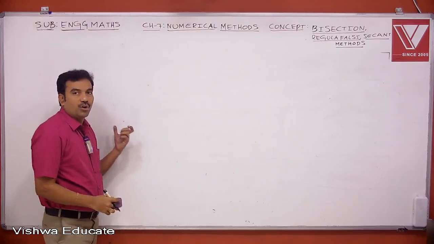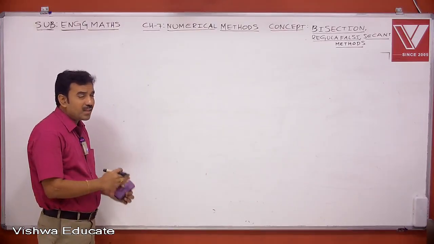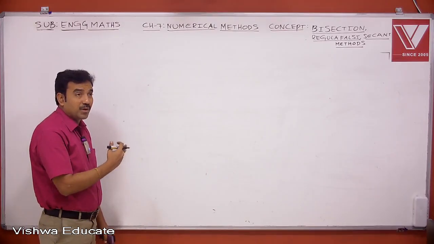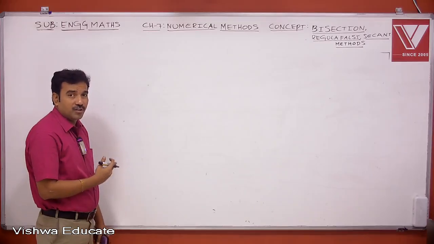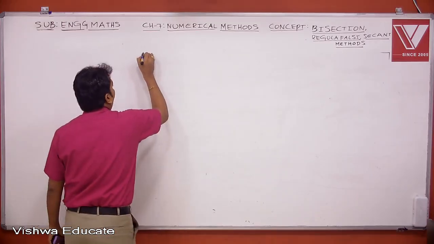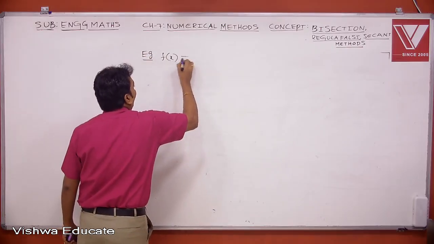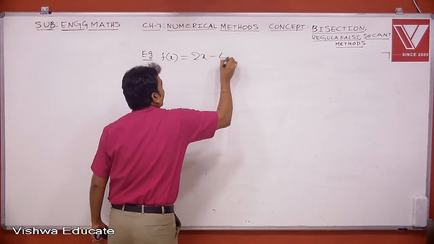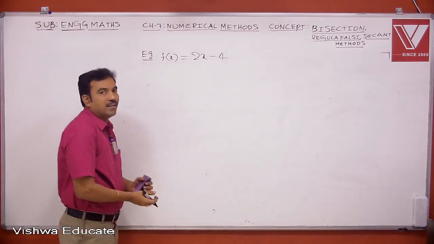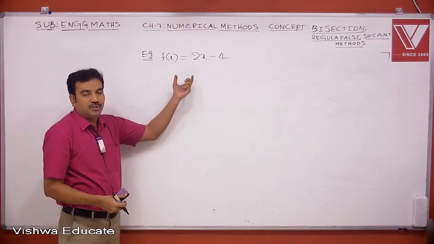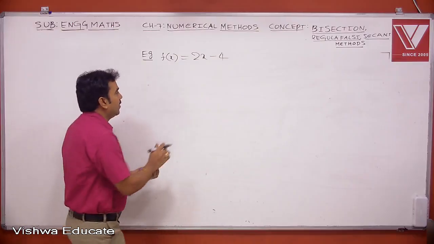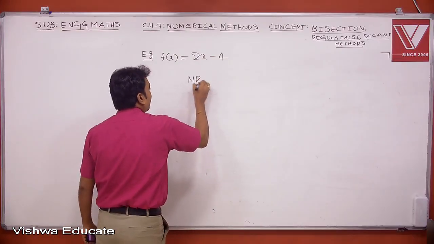Now we start with an example. Let us apply Newton-Raphson or Regula-Falsi methods. Suppose I have an equation f of x equal to, for example, 2x minus 4. Now I need to get the root of this equation using the NR method. Let us try to apply the Newton-Raphson method.